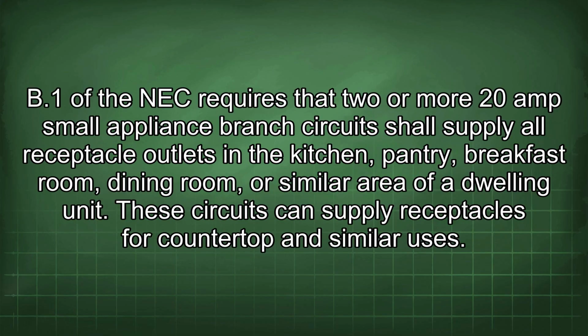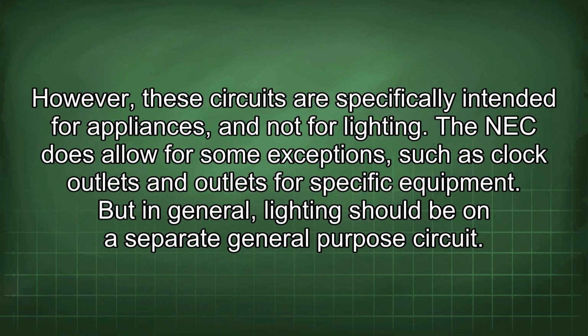210.52(1) of the NEC requires that 2 or more 20 amp small appliance branch circuits shall supply all receptacle outlets in the kitchen, pantry, breakfast room, dining room, or similar area of a dwelling unit. These circuits can supply receptacles for countertop and similar uses. However, these circuits are specifically intended for appliances and not for lighting.